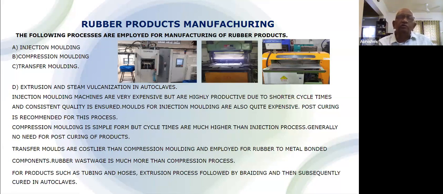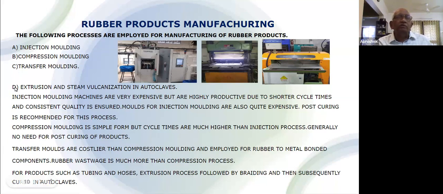You can see in the photo, this is our German make injection molding machine. Then this is a Taiwan compression molding machine with vacuum. Then in the same thing, you can have a transfer molding. Okay, then this is the blanking process.